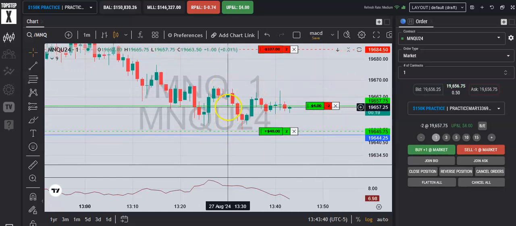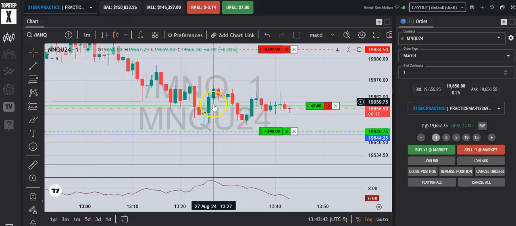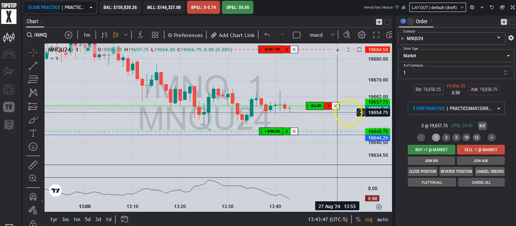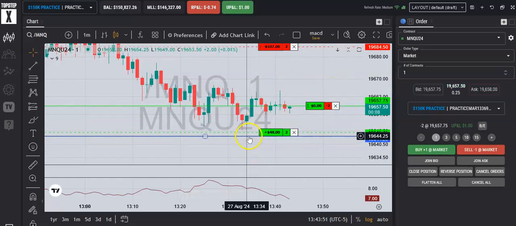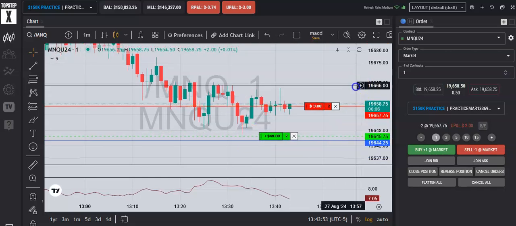You have to give it enough room to breathe or to let the trade play out. Unfortunately, all trades aren't going to be you put it on and it instantly moves to your target. That's not the way trading works.